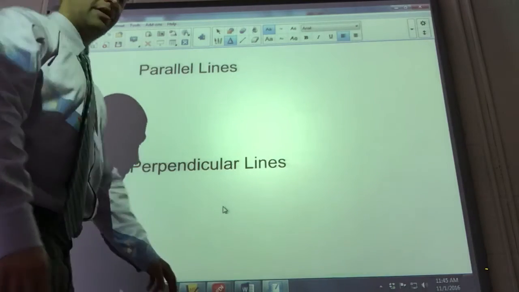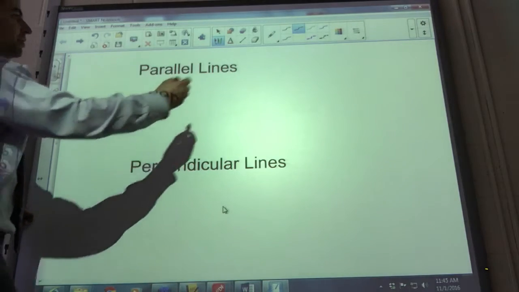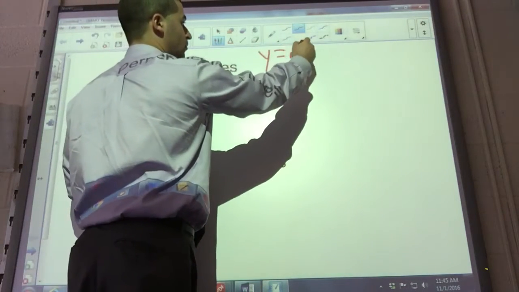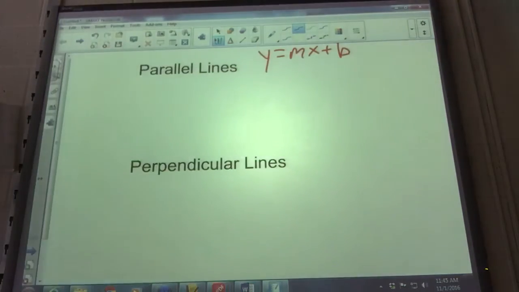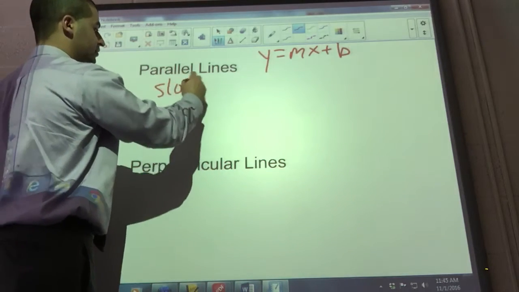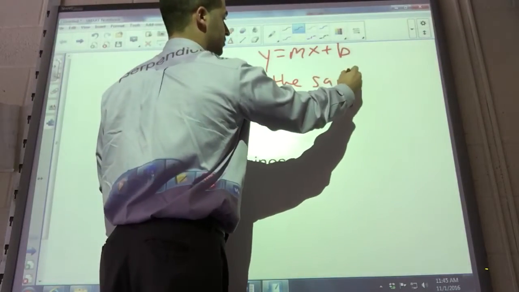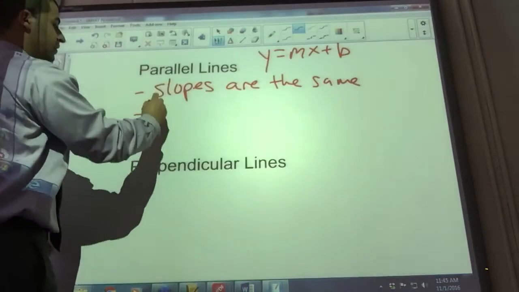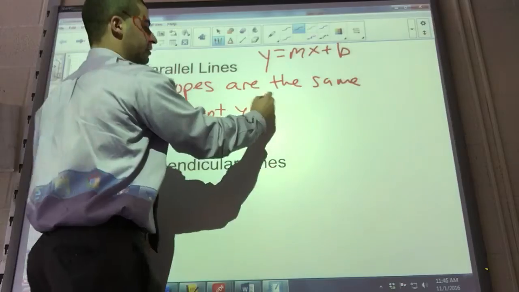Everybody, we're going to take a look at parallel versus perpendicular lines. When we're talking in the context of the unit that we're in, we're still looking at slope-intercept form when we are dealing with these two types of lines. For parallel lines, the facts that you need to know are that the slopes are the same. They have a different y-intercept.